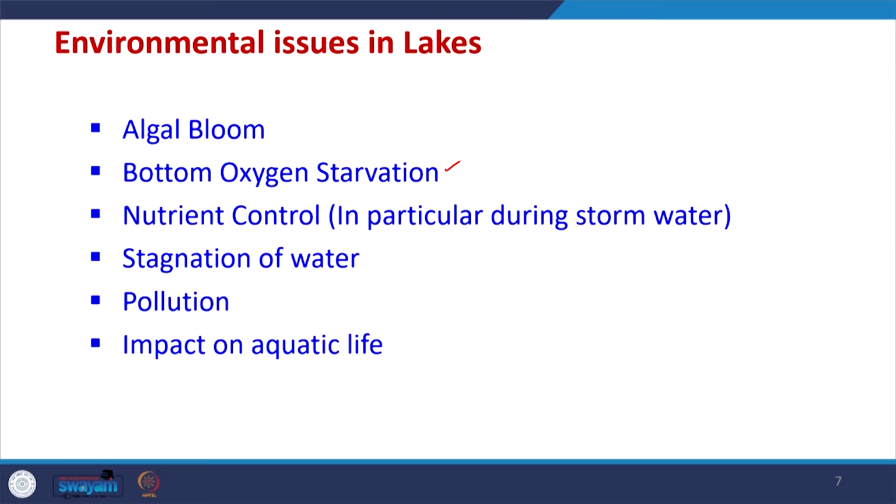Now, the environmental issues in general which may happen in any lake or reservoir. These may be algal bloom, which may happen because of various reasons, including nutrients which may be there. So, we need to control the nutrients also. Algal bloom may happen also because of water scarcity. Bottom oxygen starvation is very common in lakes if the lake has a lot of depth, and so oxygen may not be available at the bottom. Any aquatic species will never go to the bottom because it will not get that much oxygen. So, this is possible.